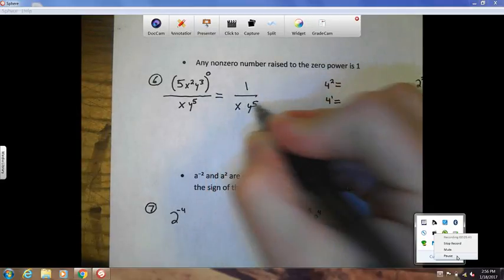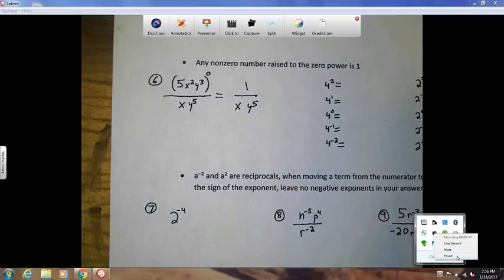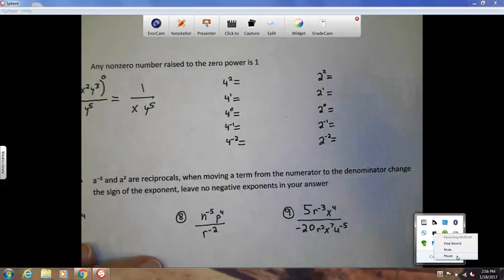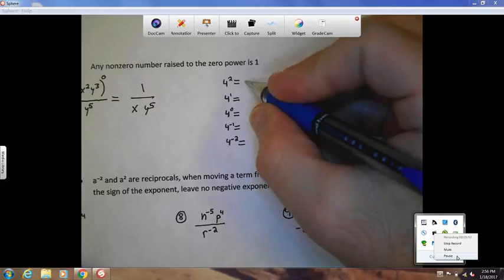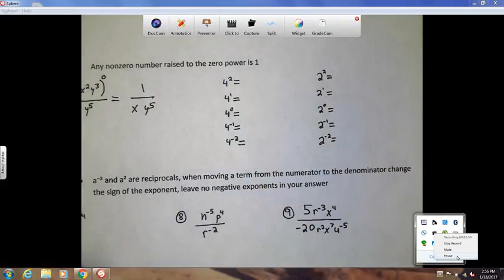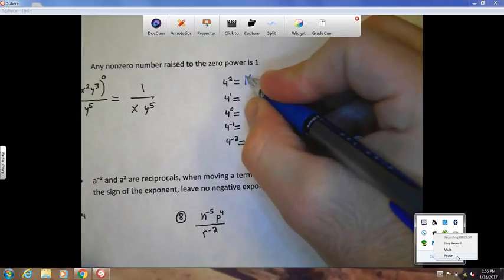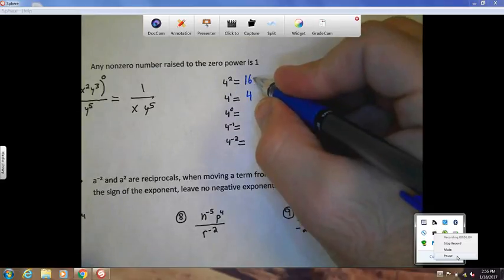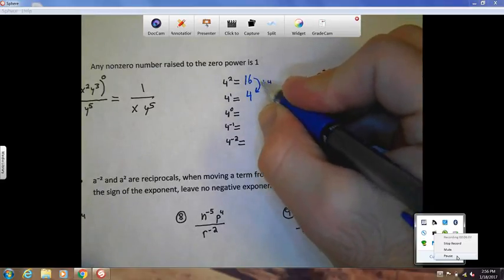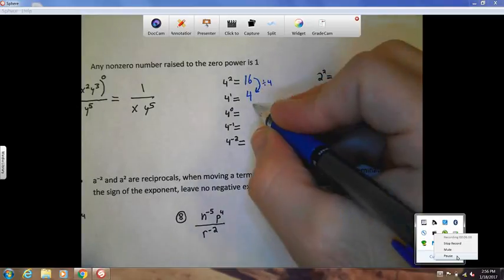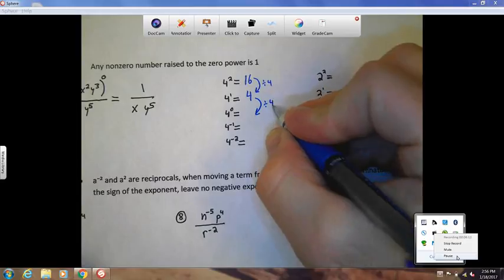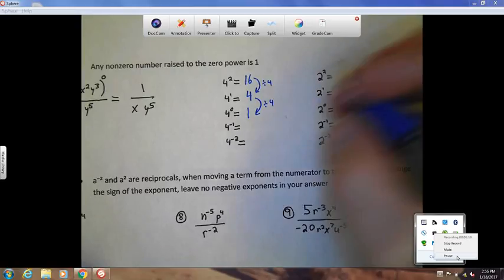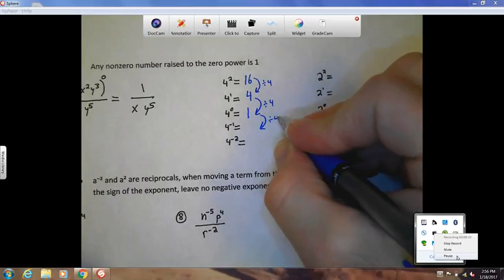Now here's why. I can show you a couple examples for why that works. So these are things that you know, but if you follow the pattern, you can see this. So 4 to the second power is 16. 4 to the first power is 4. So what you can see is 16, and then I divide by 4, I get to that. So if I continue, same pattern, divide by 4, 4 divided by 4 is 1. Okay, now I continue the same pattern, divide by 4, 1 divided by 4 is 1/4.